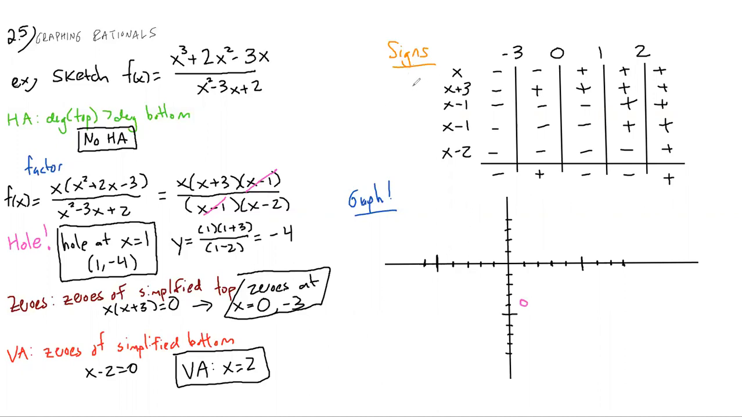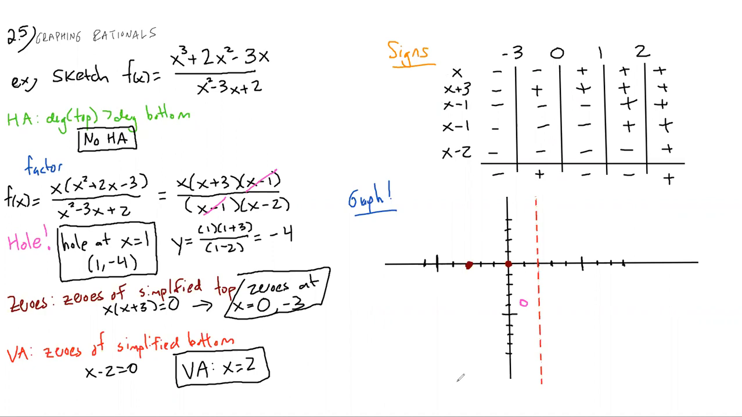And the zeros are at 0 and negative 3, so I'll have a 0 right here, and at negative 3. And my vertical asymptote at x equals 2. All right, and make it dotted so that we know that it's not really there, just like that pink circle's not really there. And I'll label my signs.